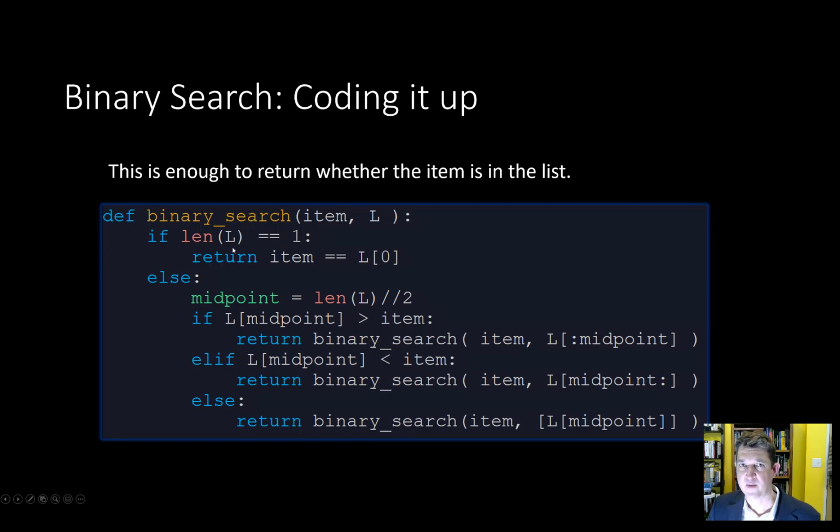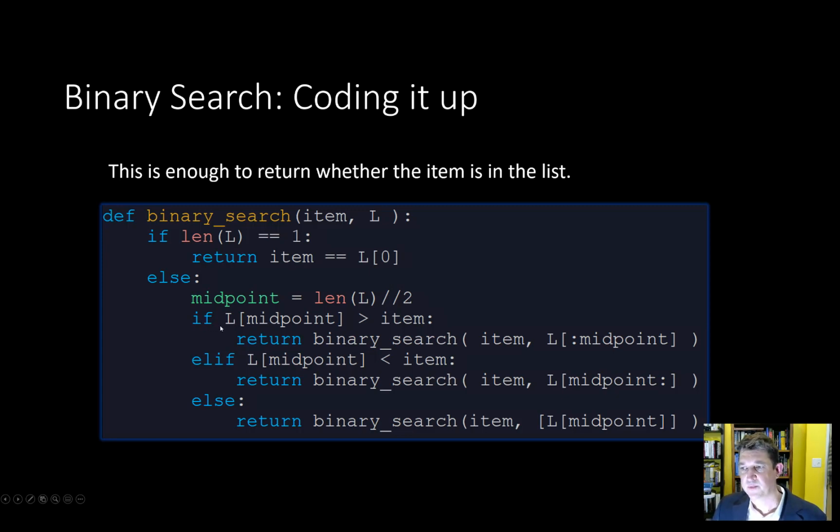If not, so we have a larger list than 1 element, we're going to start chopping it down. So we're going to first of all select a midpoint, the middle position in this list. Notice we're doing integer division here. We don't want to get floating point numbers because we can't use floating point numbers as indexes into a list. So we're going to use integer division here.